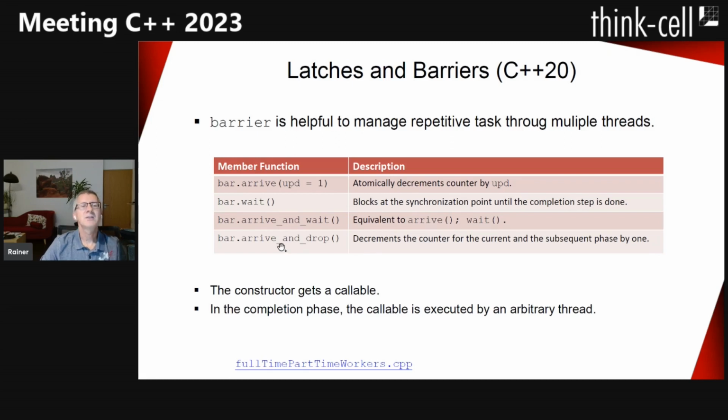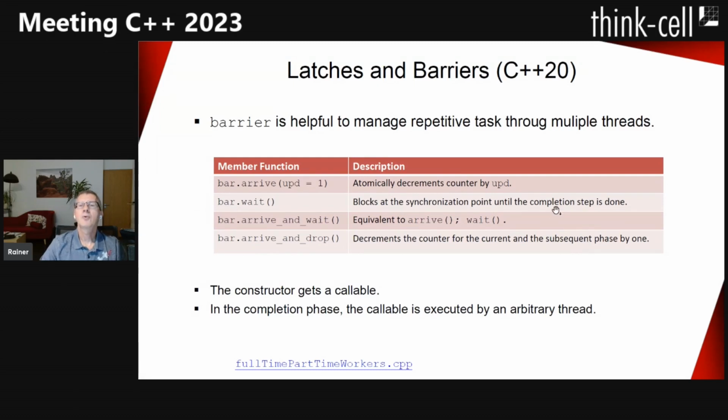And this is pretty interesting. We have arrive and drop. This means with arrive, you count down, but drop is special. Here you say, in the next iteration, I want to be out of this game. Meaning for the next iteration, by default, you have the same counter. So you initialize with 5. The next iteration, it stays 5. But with arrive and drop, you go down to 4.